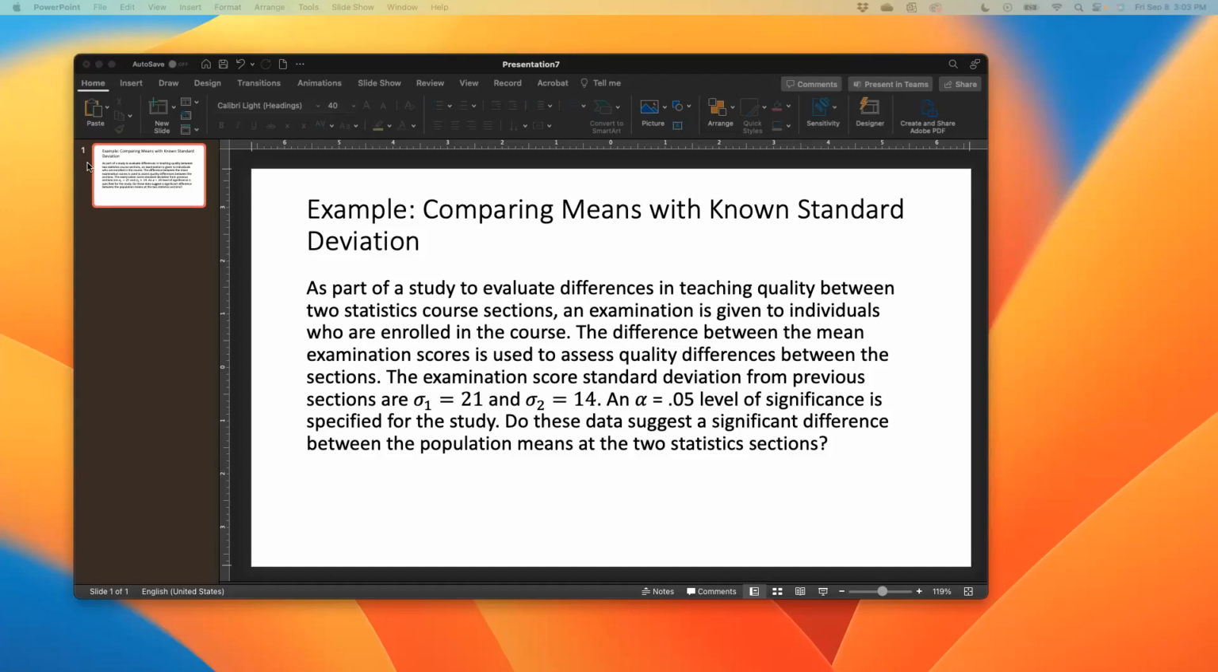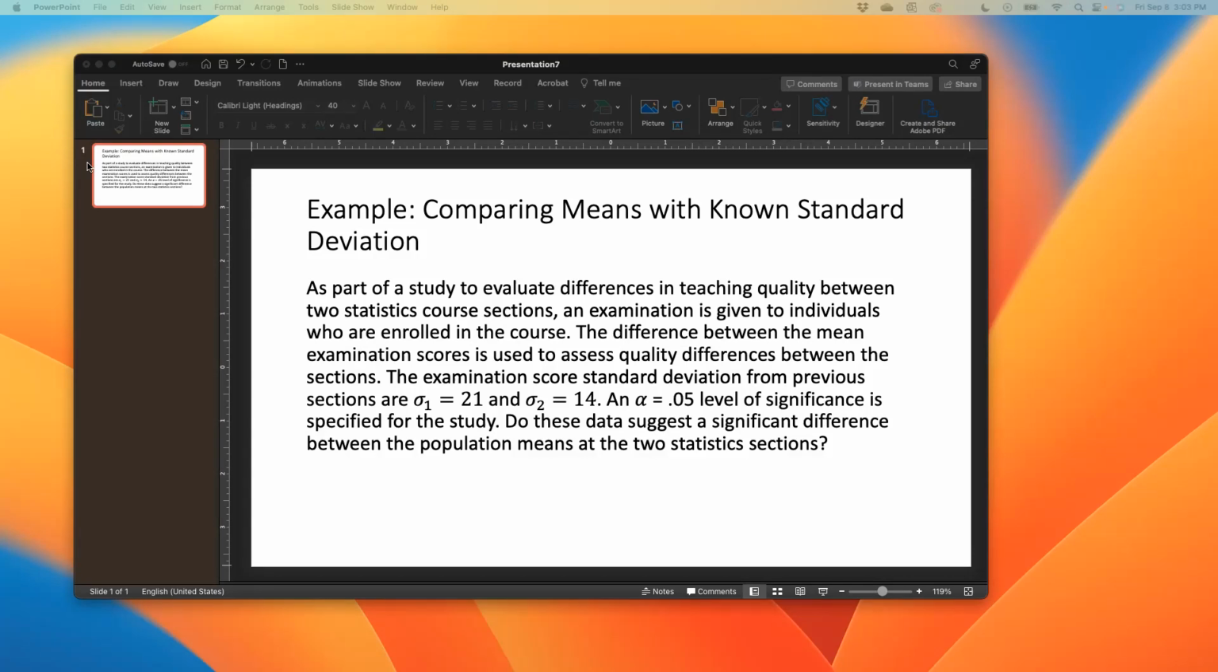Today we'll be looking at an RStudio example that centers on comparing means with known standard deviation. I would read out the problem and we would go ahead and solve the problem using R. So it's a typical hypothesis testing problem where you have two populations. And in this case, the population standard deviation is known.